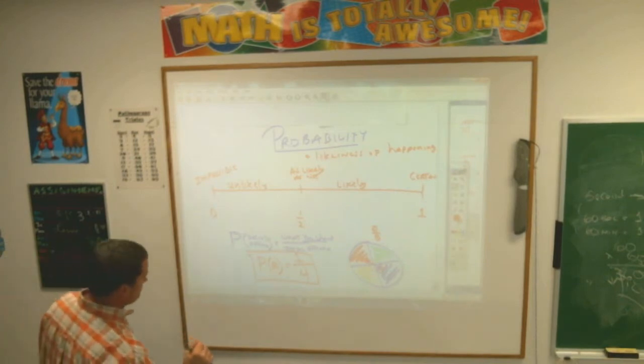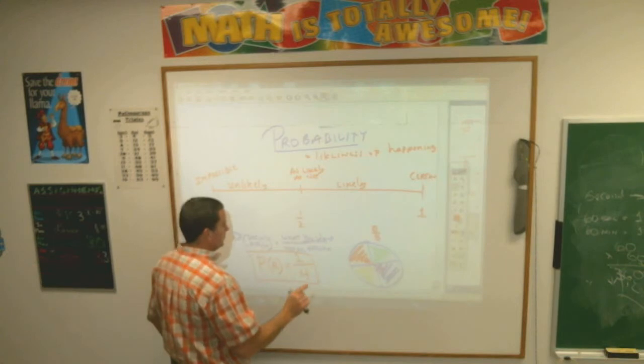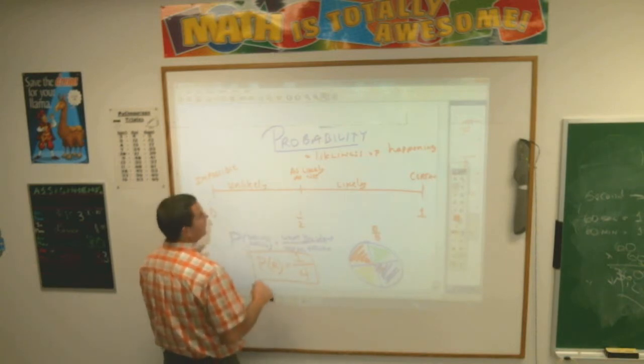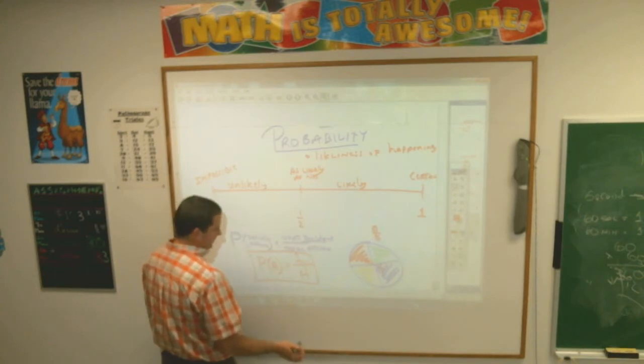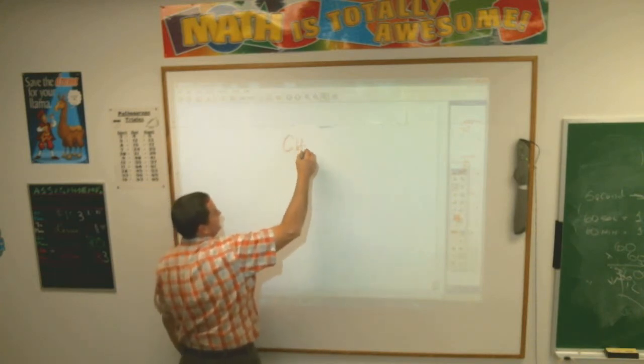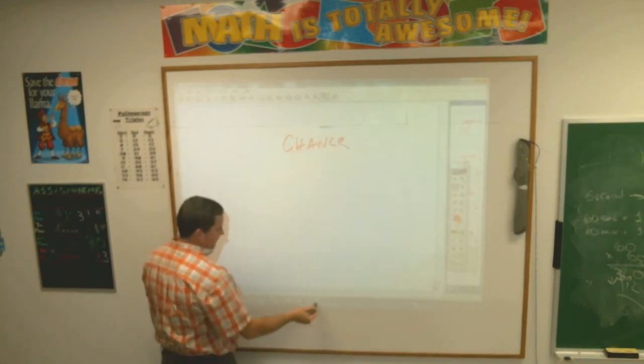Now, here's a couple things we have to define here. Okay, so you're going to need a new piece of paper, because this will come up on a test and a quiz, and you'll say, I don't remember talking about this, and I'll say, yes, we did. The next thing is chance. Chance and probability quite often get confused.